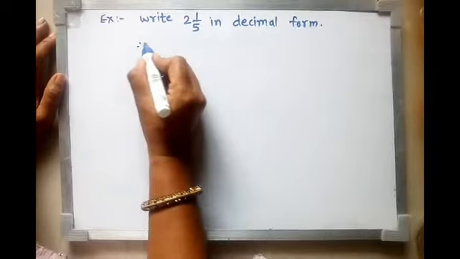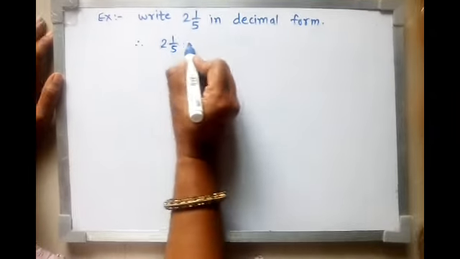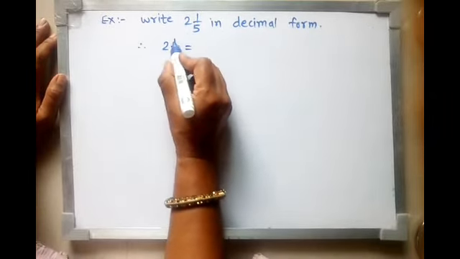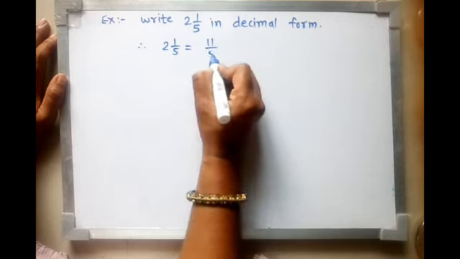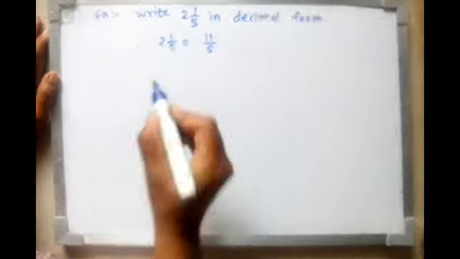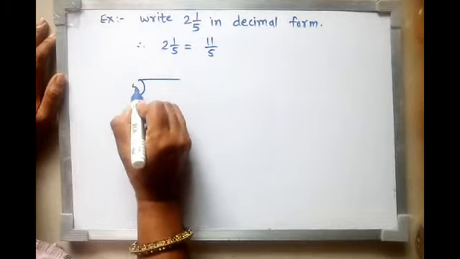Next example is a mixed fraction. Write 2 and 1 upon 5 in decimal form. Mixed fraction converted into fraction.